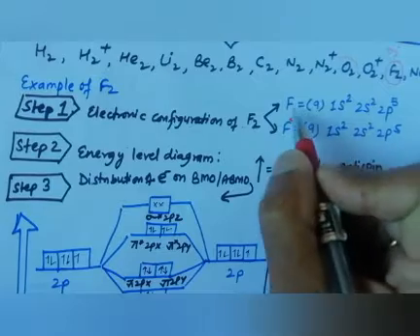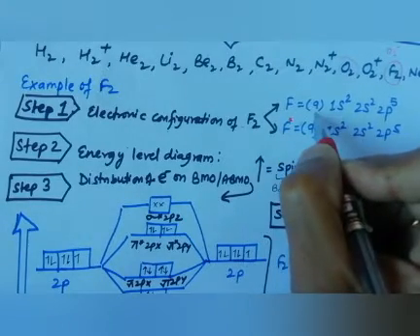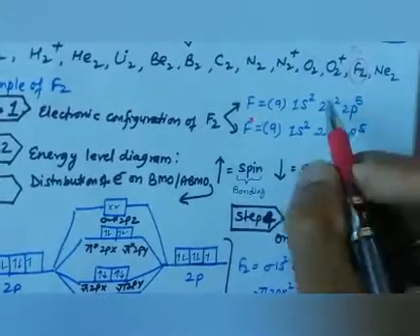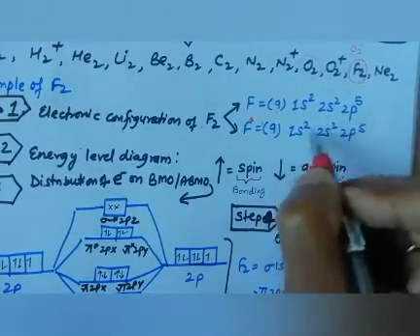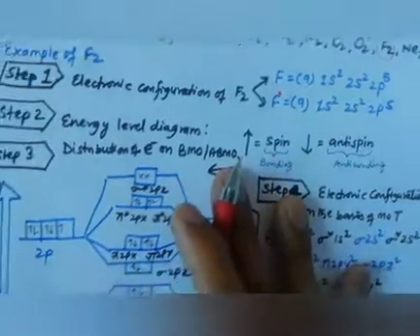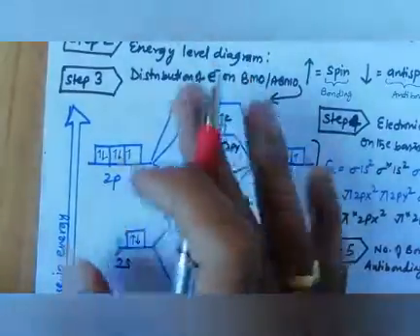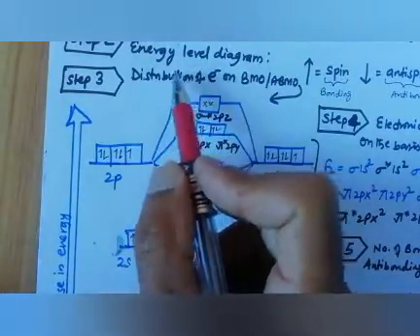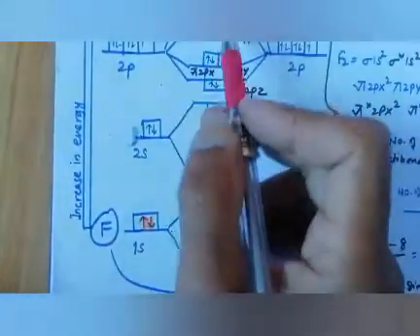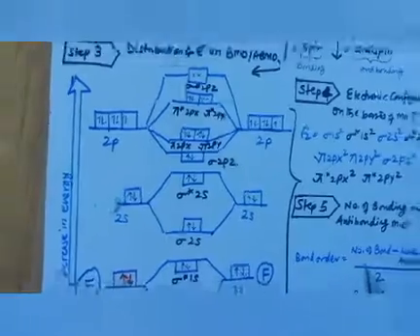How many electrons are there in one fluorine? There are 9. So 9 electrons are going to be distributed according to electronic configuration, that is 1s2, 2s2, 2p5. They both have this. Now step 2 is energy level diagram. We need to write the energy level diagram and also the distribution of electrons. So second step and third step I am going to merge.